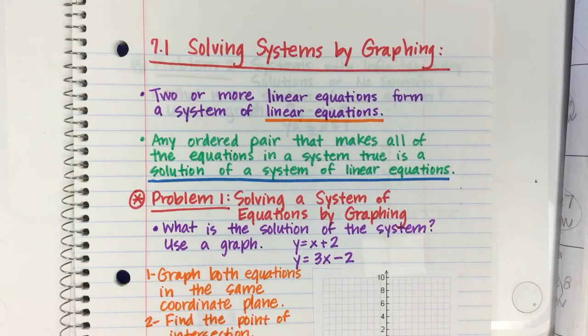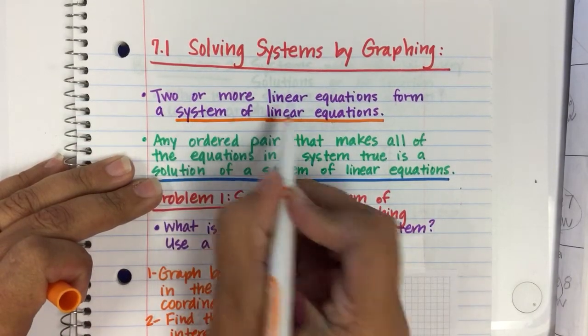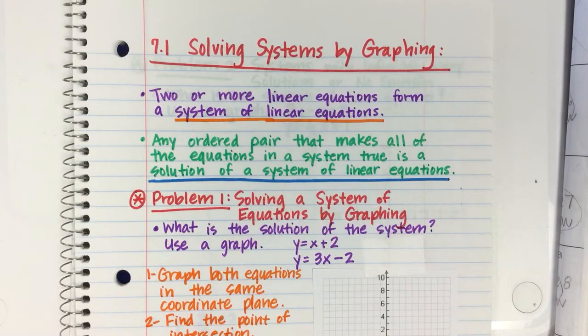Lesson 7.1 is solving systems by graphing. Two or more linear equations form a system of linear equations. So anytime you have two or more linear equations, you have a system of linear equations. Any ordered pair that makes all of the equations in a system true is a solution of a system of linear equations. So if you have two linear equations, that's like when you graph two lines, and then where they intersect is going to be the solution to that system.